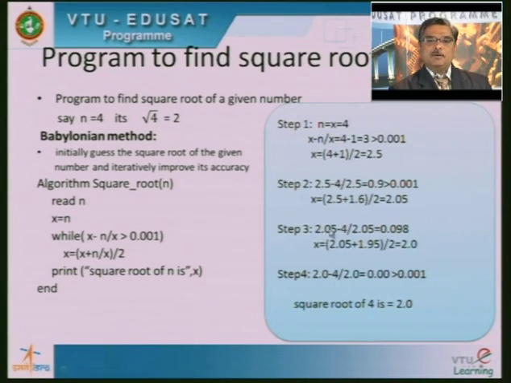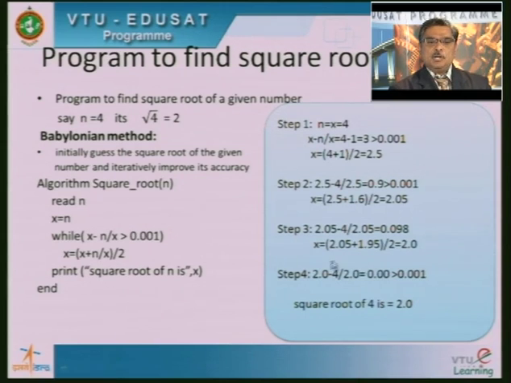So 2.05 minus n by x, once again the control goes back and does 4 divided by 2.05. After the computation of this expression, we get 0.098. It is greater than 0.001. Once again the control goes inside and computes the new value of x, which is 2.05 plus 1.95 divided by 2, resulting in 2. Now once again the control goes back.